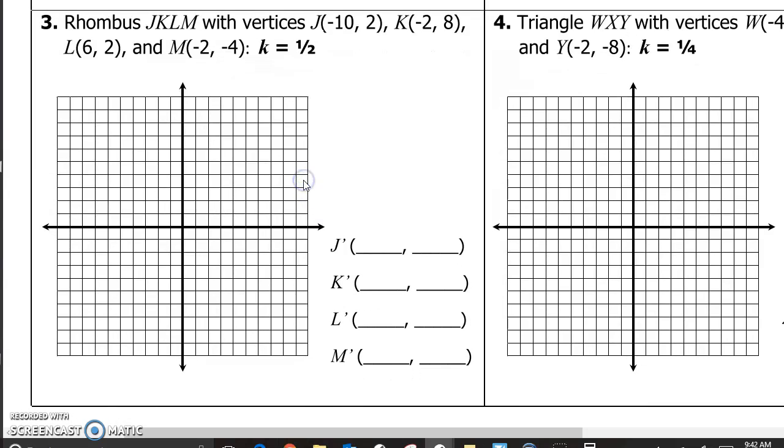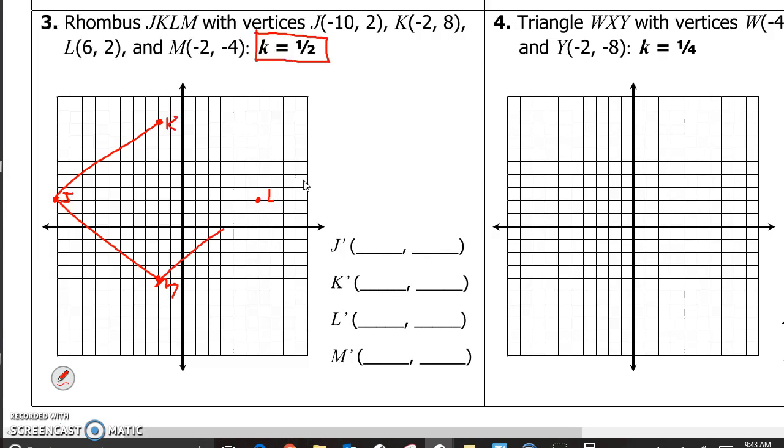Now we're going to have a figure that's going to be smaller because our scale factor is 1/2. So now we have to multiply everything by 1/2. And this is where we can use a calculator. So first, let's get our original figure drawn. So we have a rhombus JKLM, which is J at -10, 2. K is -2, 8. L is 6, 2. And M is -2, -4.